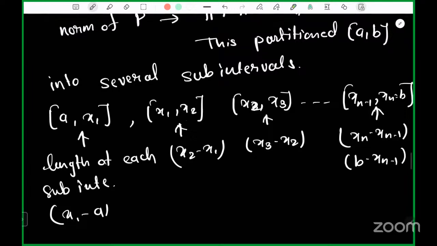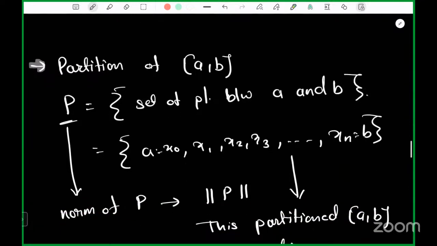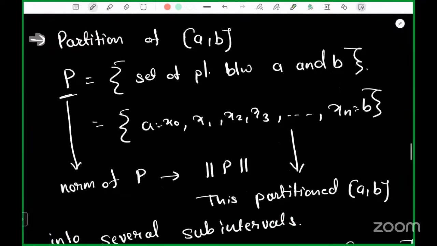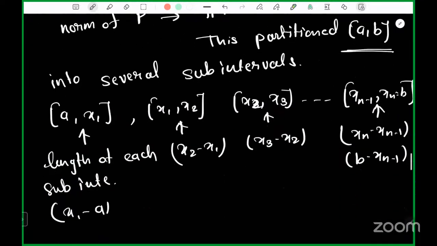Right. So what we have done initially, we have a partition of closed interval AB. What does a partition of closed interval AB mean? We have to select some points between A and B. So now this partition will partition the closed interval AB into several subintervals. For example, a comma x1, x1 comma x2, x2 comma x3, and so on. Now, related to each subinterval, we can define the length of each subinterval. What is the length of each subinterval? The end point minus the first point's value. That means x1 minus a, x2 minus a, x3 minus a, and so on.